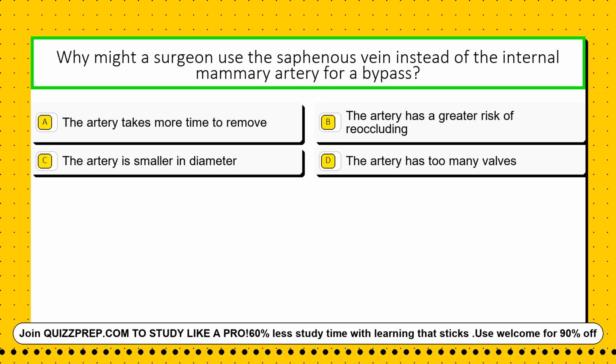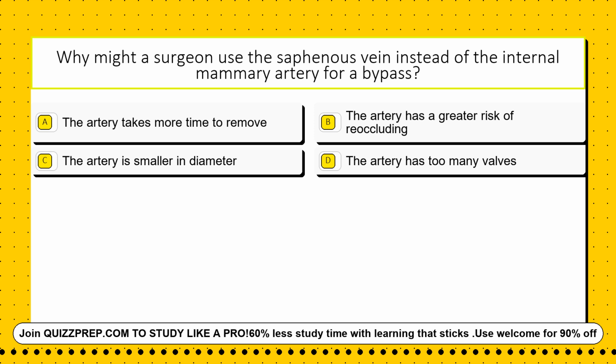Question 43. Why might a surgeon use the saphenous vein instead of the internal mammary artery for a bypass? Option A. The artery takes more time to remove. Option B. The artery has a greater risk of re-occluding. Option C. The artery is smaller in diameter. Option D. The artery has too many valves.